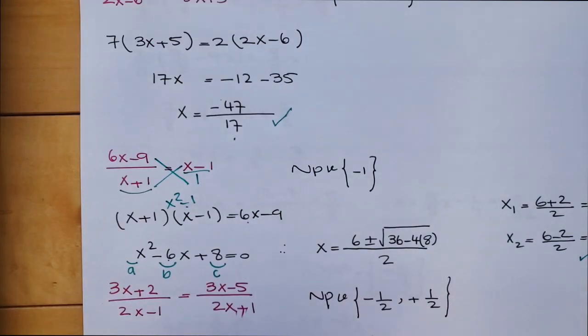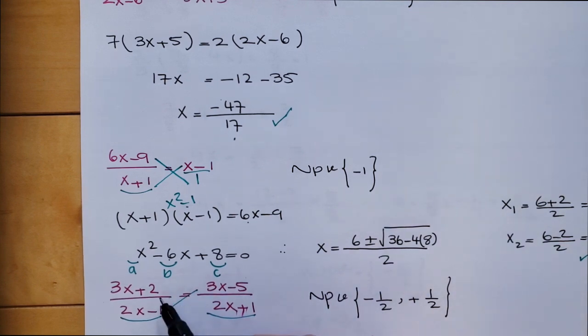Let's do another simple rational equation. Here I start by defining NPV. This denominator and this denominator cannot be 0, so x cannot be -1/2 or +1/2. Then I'll do cross multiplication.